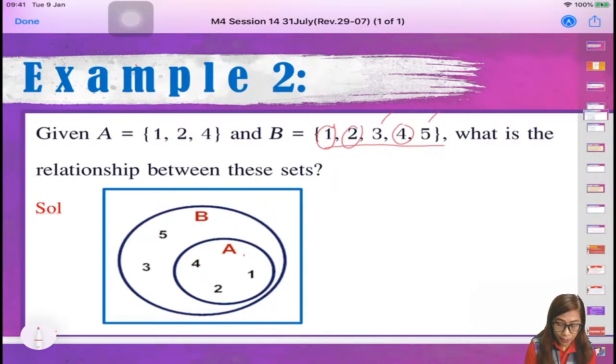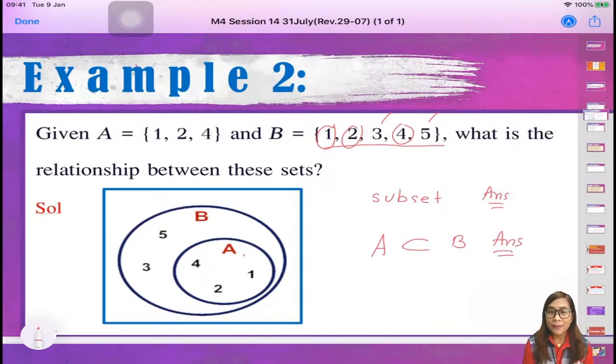So what is the relationship? So the word is subset. Okay, so in symbol we can have here A is a subset of B. Okay, so this is it. Okay, are you following?